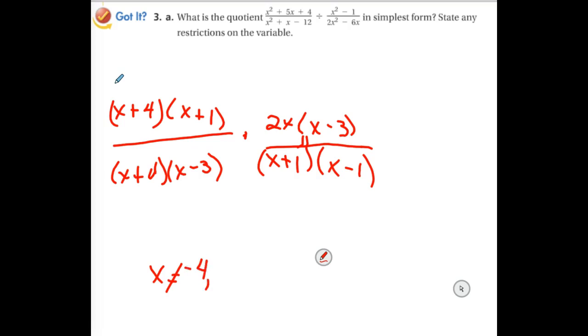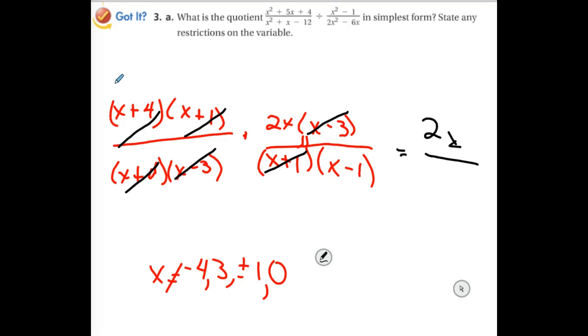-4, 3, plus or minus 1, and 0. Everybody get the 0 from the top? Okay. Canceling out common ones. We've got x plus 4s. I see an x minus 3. I see x plus 1s. So my simplified answer would be 2x divided by x minus 1. Okay.